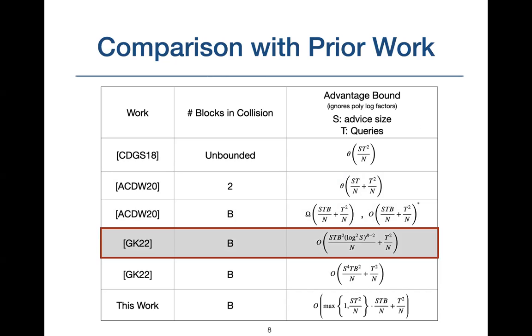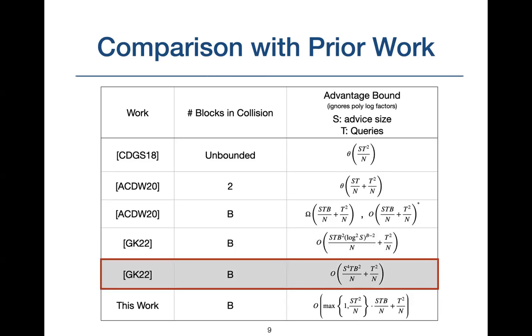The follow-up work of the GK paper, which is a paper that has been accepted at this conference itself, managed to prove the ACDW conjecture for any constant B. More precisely, they gave a bound that has a factor of polylog S exponentially large in B, which reduces to a polylog factor when B is a constant. However, this bound quickly becomes meaningless as B grows larger. The GK paper presented another bound of S to the 4 T B squared over N for any B and any adversary.